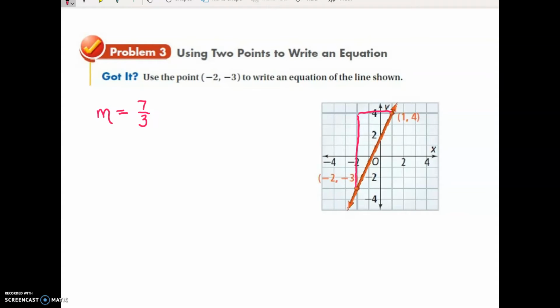Now the second step then is to take our slope and this point, that's the point they want us to use, and write our equation in point slope form. So I'm going to say y minus y1, which in this case is -3. And that's going to equal my slope times the x minus the x1, which in this case is -2. And we can go ahead and simplify because we know these will change to plus. So y plus 3 is going to equal 7/3 x plus 2.